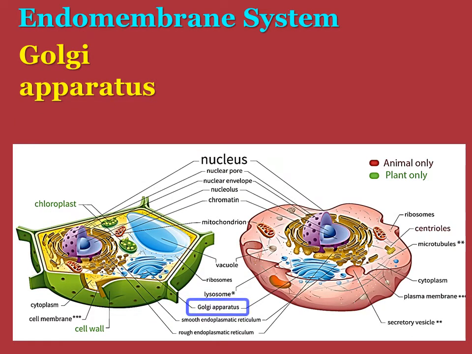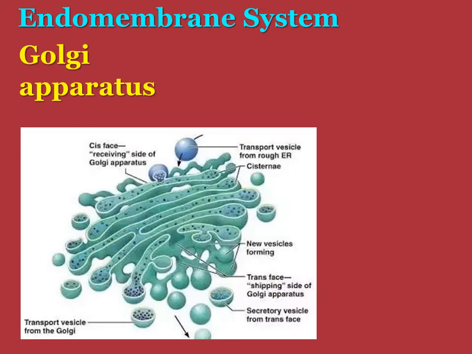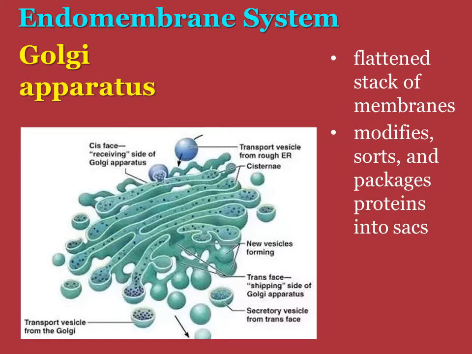Proteins exit the endoplasmic reticulum and are transported to the Golgi apparatus by means of transport vesicles. The Golgi apparatus is also known as the Golgi complex or bodies. It consists of flattened membranous sacs called cisternae. It is considered the post office of the cell. Why post office? Because proteins are received, processed, sorted, and packed in the Golgi apparatus.